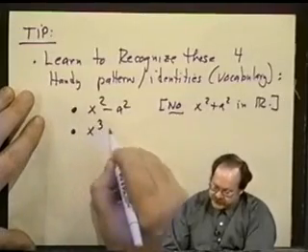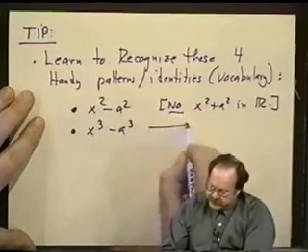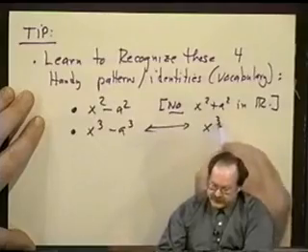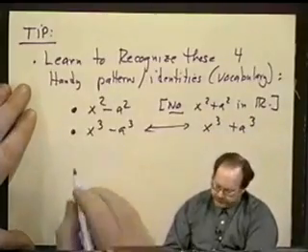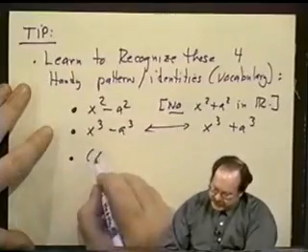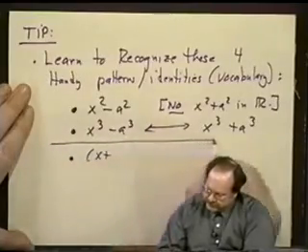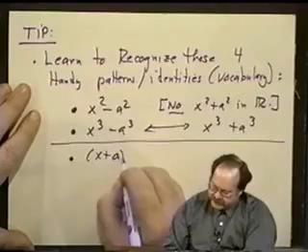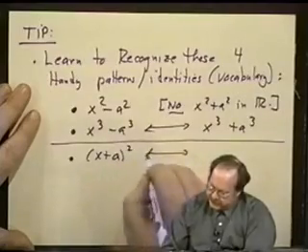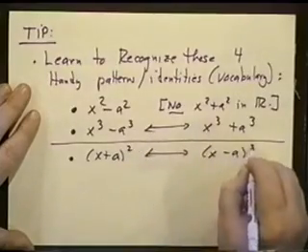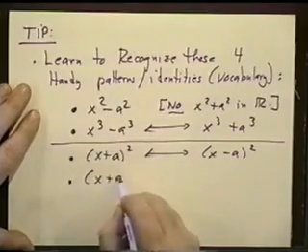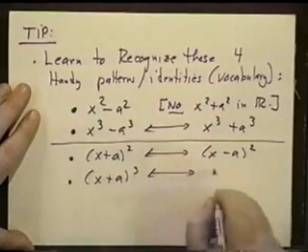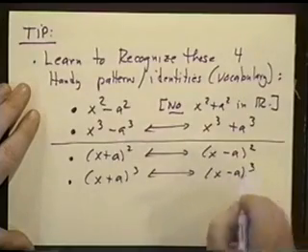Then there's one for x cubed minus a cubed, and that's intimately linked to x cubed plus a cubed. So I put them together because if you know one, you know the other one. And then there's x plus, so these are slightly different. Let me put a bar there. X plus a squared is linked to x minus a squared by the same trick as before. And then finally, x plus a cubed is linked to x minus a cubed.